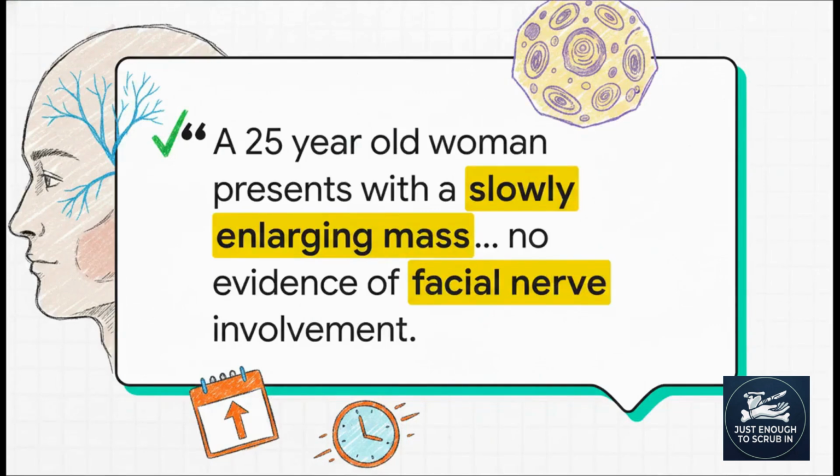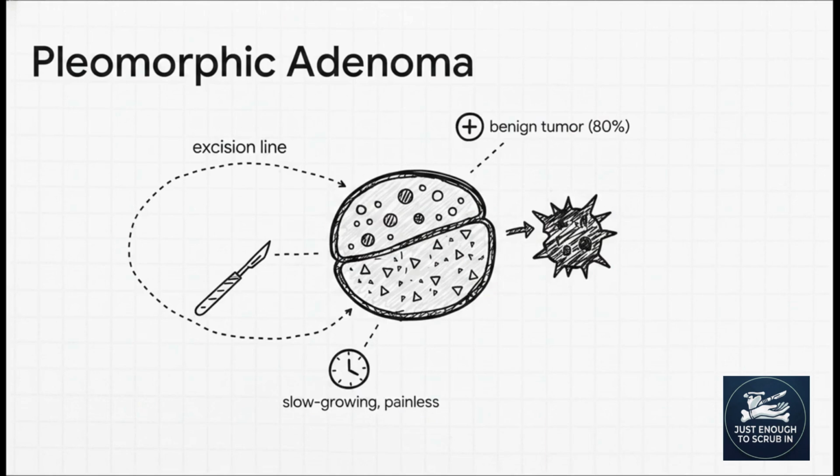A young patient, a slow-growing, painless mass, and, this is critical, an intact facial nerve. This just screams pleomorphic adenoma. So how do we bridge that clinical picture to the actual pathology? Well, under the microscope, pleomorphic adenoma has this classic biphasic appearance, a mix of different cell types.